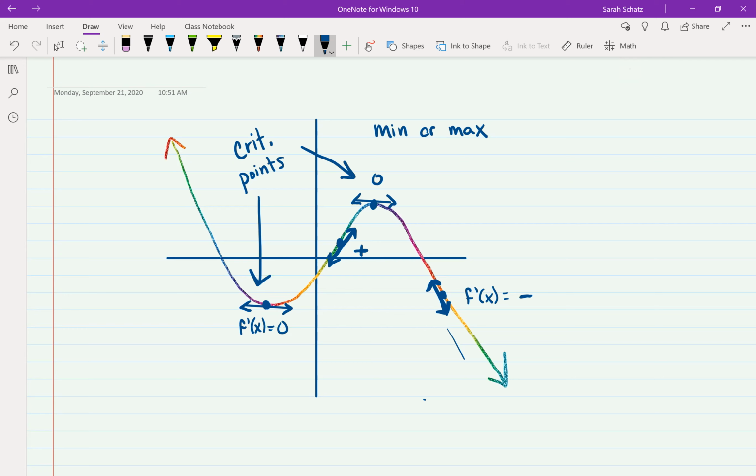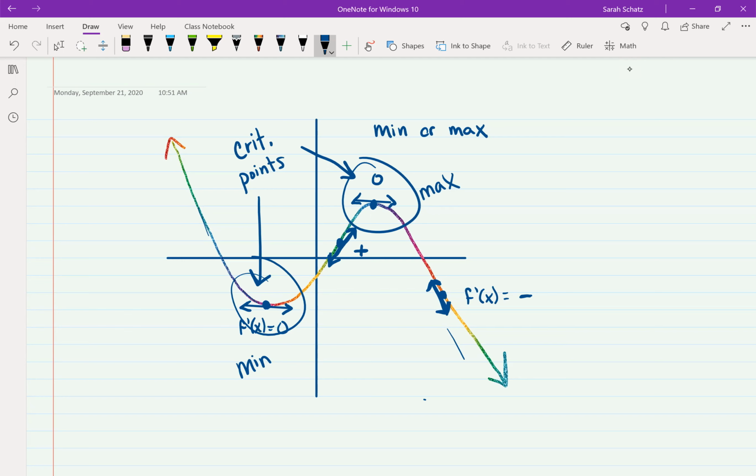So you guys, this point here, because it's going from down to up and it hits a low point here, this is what you would call a minimum. This critical point here is what we would call a maximum. So we will have to label those. But that's what I didn't tell you last time.